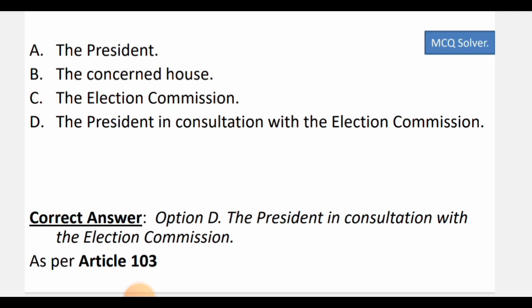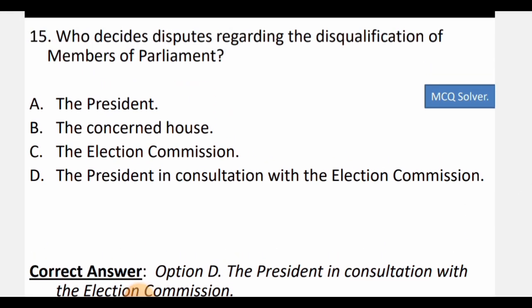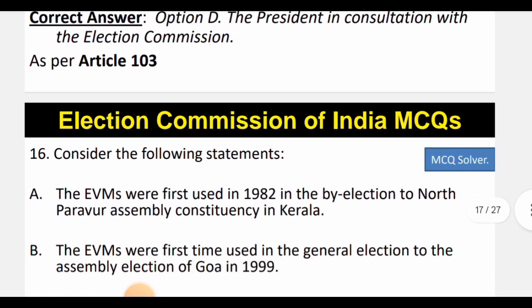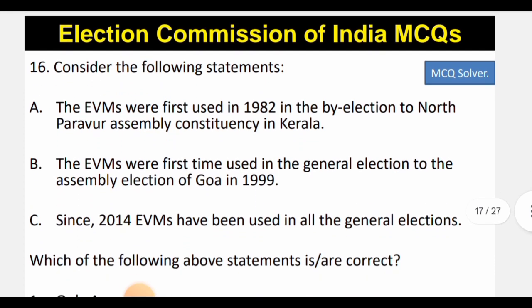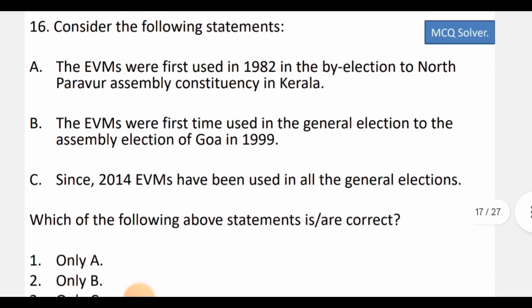So using the powers which are there in Article 103, the President can disqualify an MP on certain grounds, and it can be done with the consultation of the Election Commission of India. Now let's move to question number 16. Consider the following statements. First we will look into the statements.